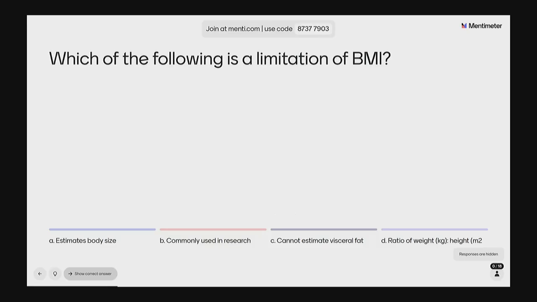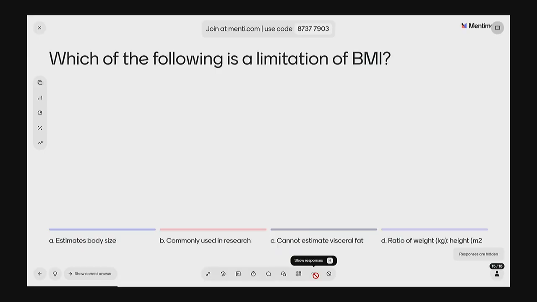Which of the following is a limitation of BMI? And I'm just going to leave the responses on. I think it glitched again. So what do we think the correct response is? If tech fails, we go back to... I'm not sure why it keeps turning on and off. So what would be the correct response here for the limitation of BMI?